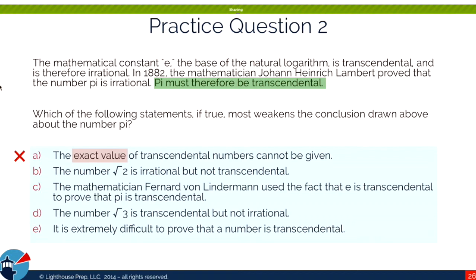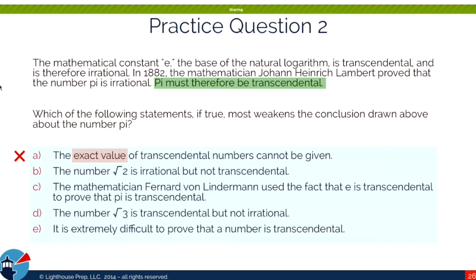The number square root of 2 is irrational but not transcendental. Okay, so if you look at the logic paths here, for E, we said E is transcendental and therefore irrational. Whereas for pi, we flipped it. We said pi is irrational and must therefore be transcendental. So E is transcendental, therefore irrational. Pi is irrational, therefore transcendental.